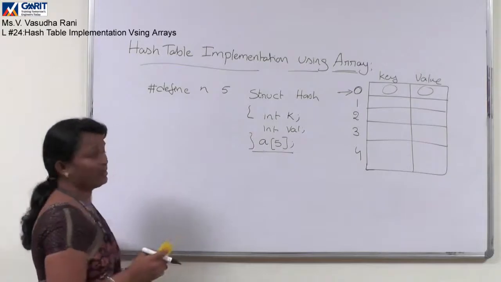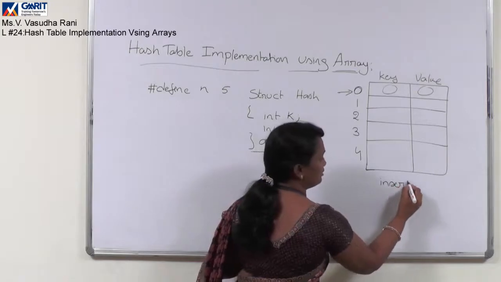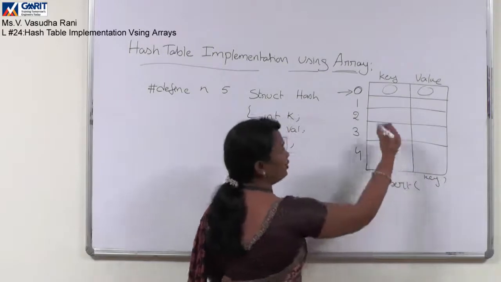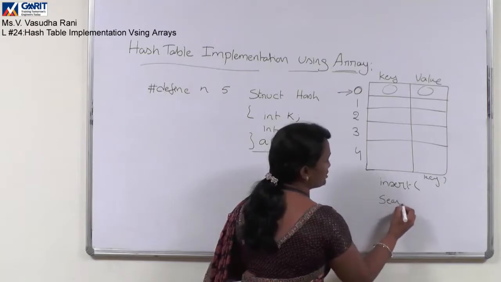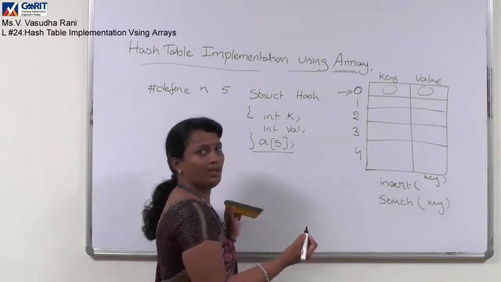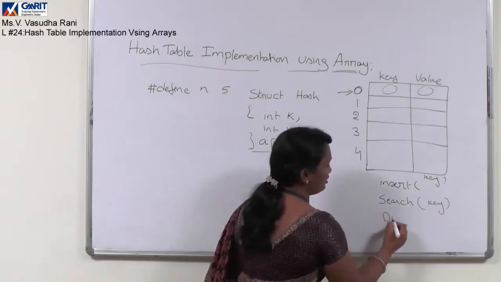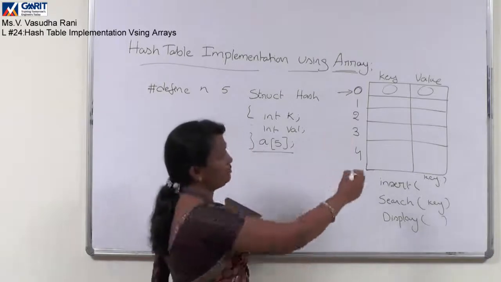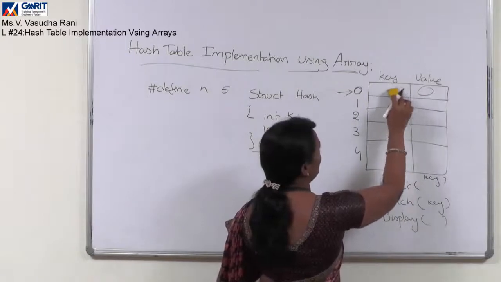Now let's write the code for different functions. A function for inserting a new key into this particular table, a function for searching a particular key, to check whether that key is there in the hash table or not, and a method for displaying the whole hash table data. These three methods, let's write the code for them.